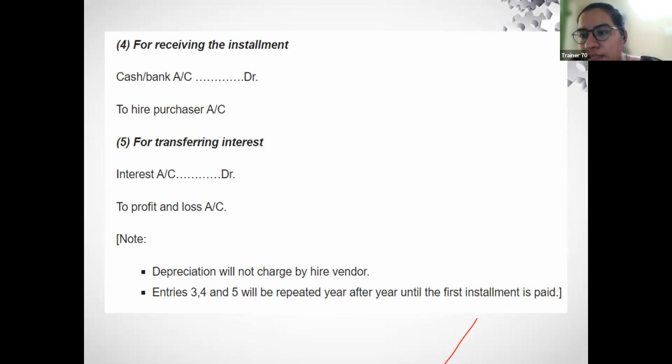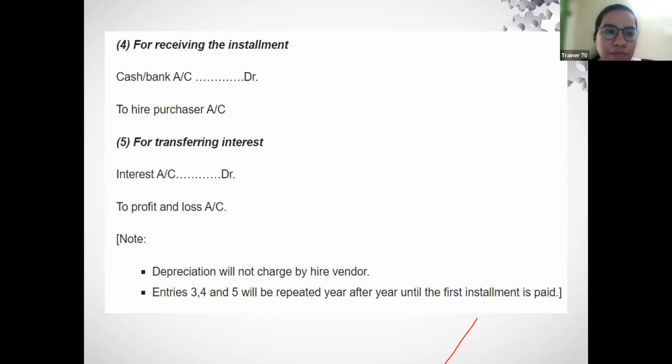Who is having the asset? Not the seller, the buyer is having the asset. Do I have the asset? Mr. A doesn't have the asset. It is with the buyer. So the buyer is going to charge the depreciation. I am charging depreciation on which machinery? There is no machinery in my premises. So if I am not having the possession of the machinery, I can't charge depreciation on that. So depreciation will not be charged by the hire vendor. Here only 3 entries will be repeated, 3, 4, and 5. First 2 entries will not be repeated, which were regarding the purchase and down payment.